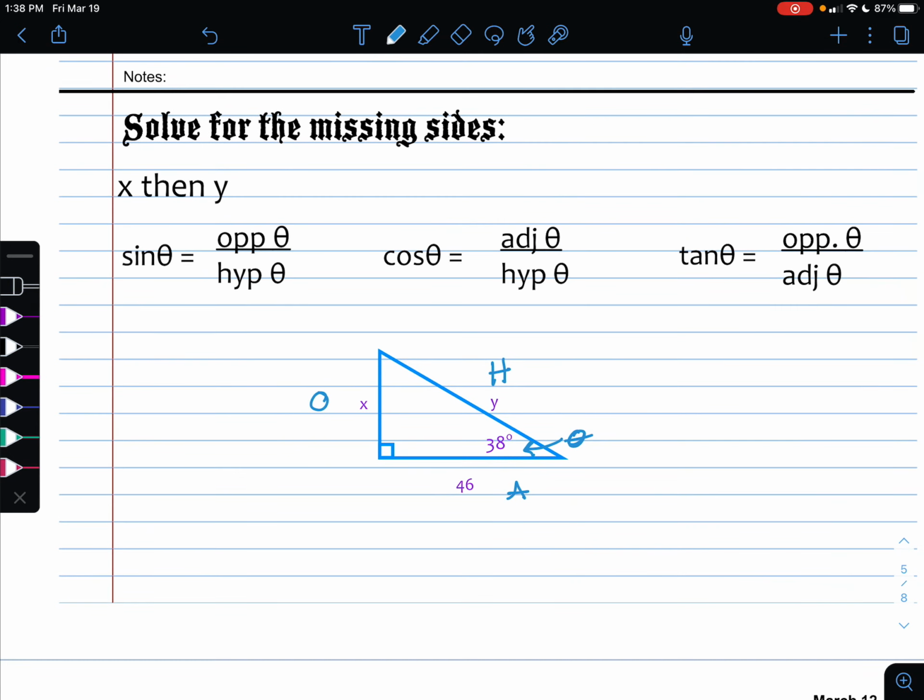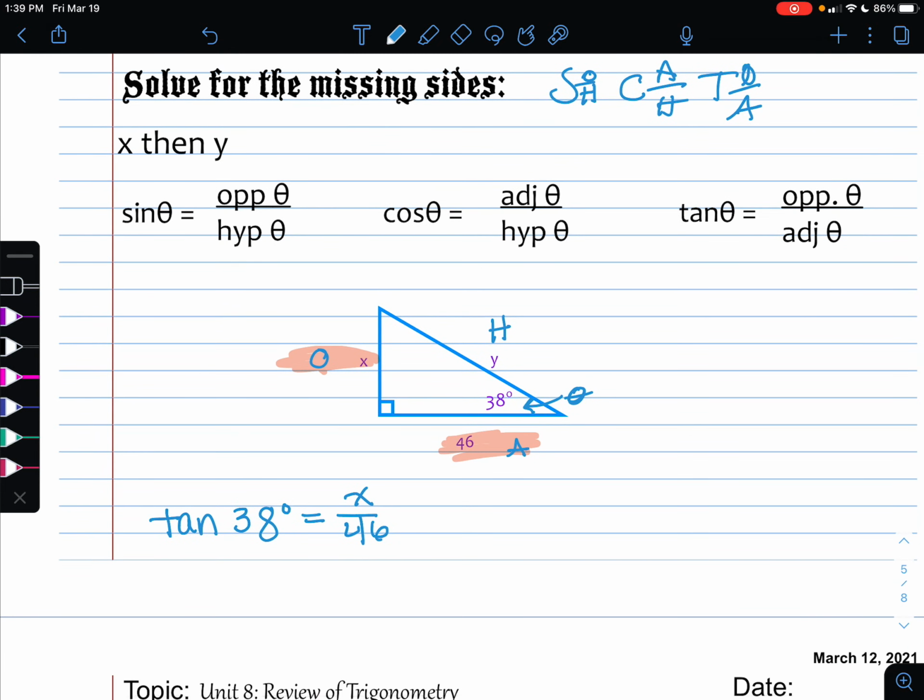So when I'm looking at x, I see that x is my opposite side, and I also have my adjacent side. So opposite and adjacent, see how I need this? I should write more clearly. Opposite and adjacent is tangent. So tangent of the angle is opposite over adjacent. And I should write the number there, 46.